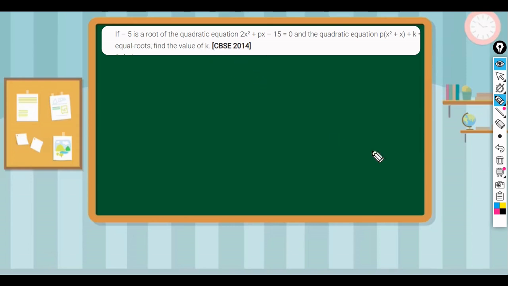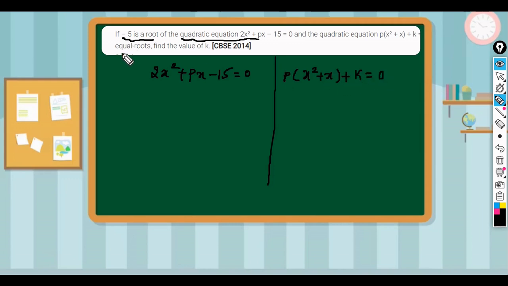If minus 5 is a root of quadratic equation, look at this, minus 5 is a root of quadratic equation, 2x square plus px minus 15 equal to 0. And the second part, the equation p into x square plus x plus k equal to 0 has equal roots. That means d is equal to 0. Condition we need to apply. Find the value of k.